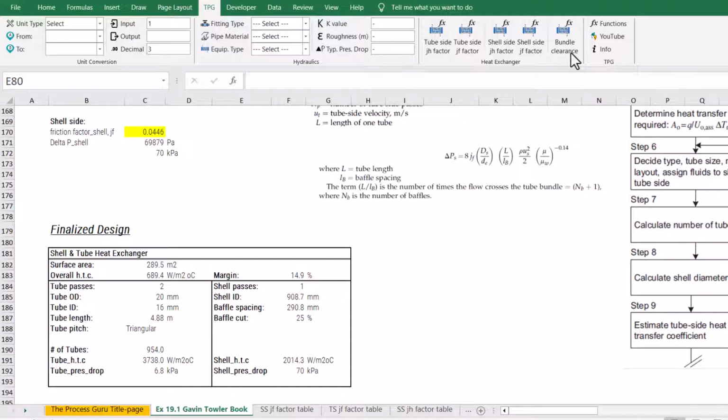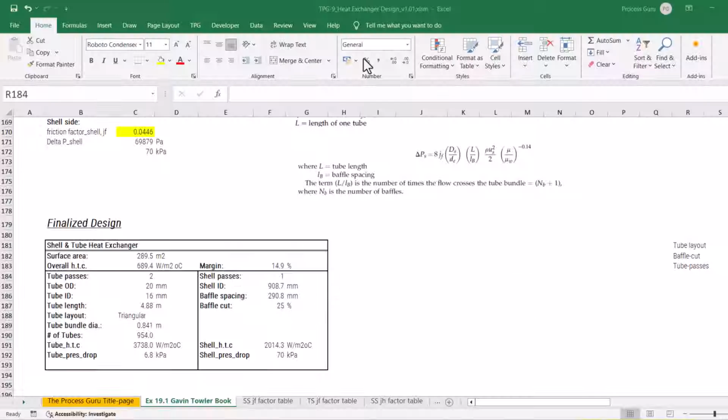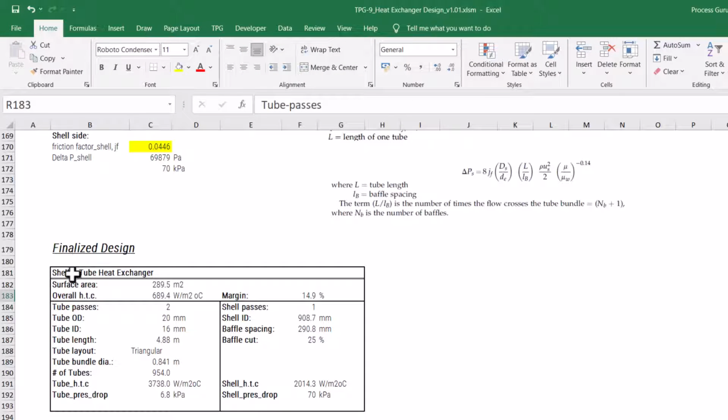So before we end this video, I want to show you some useful what-if studies using our Excel model. One of the biggest advantages of an Excel sheet based model is that we can now conduct some meaningful what-if scenarios. So let me demonstrate 2-3 cases. I have just highlighted here what cases I want to demonstrate to you. One is about tube layout, baffle cut change, and how the tube passes change, how these things are influencing our final design.